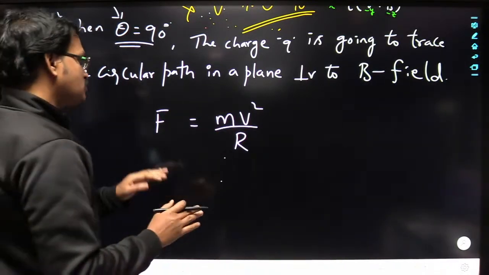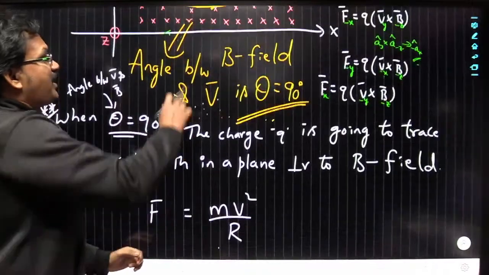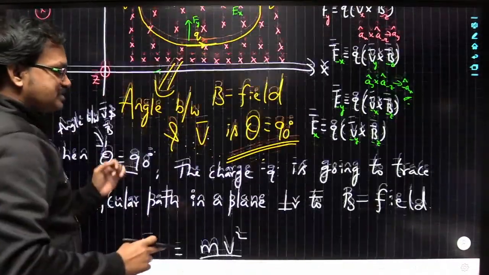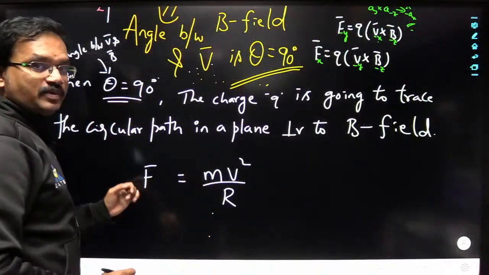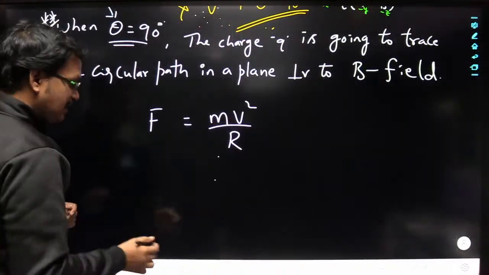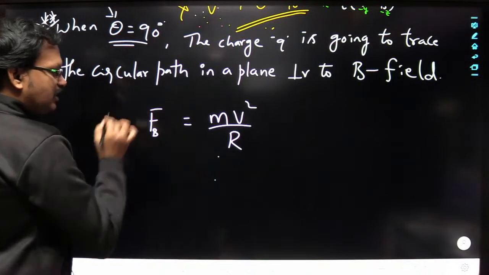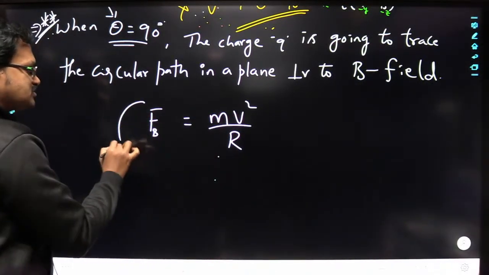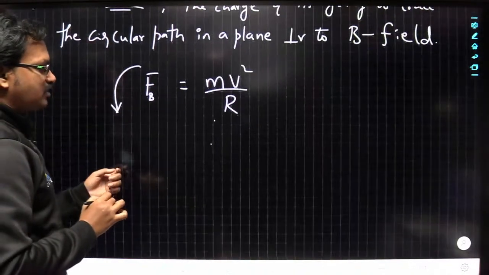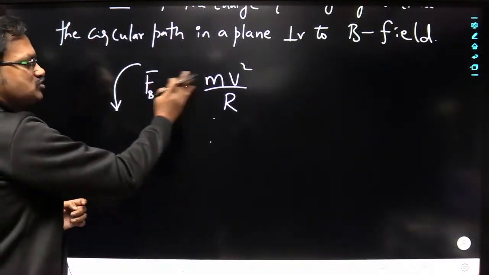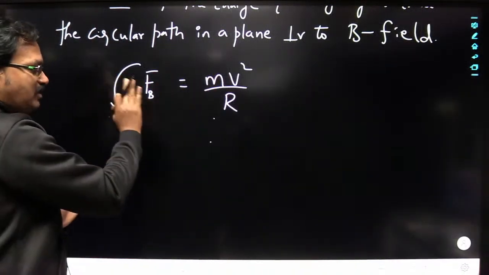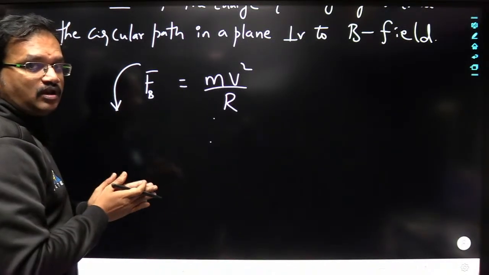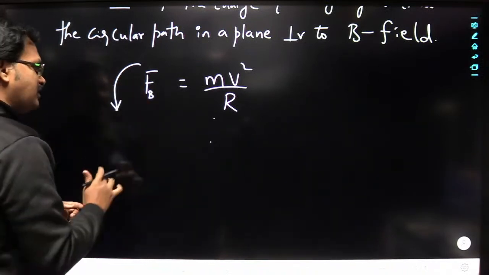Right? Okay, so what I am saying here, this magnetic force itself is acting as centripetal force. So that means I can equate the magnetic force to centripetal force. Why am I equating the magnetic force to centripetal force? Because the magnetic force itself here is acting as centripetal force, right? So what is the magnetic force you are going to get?